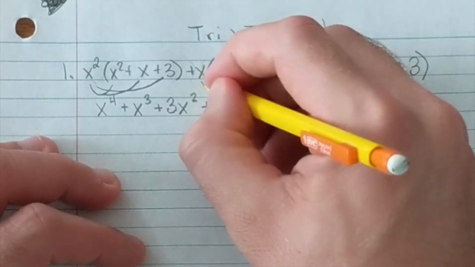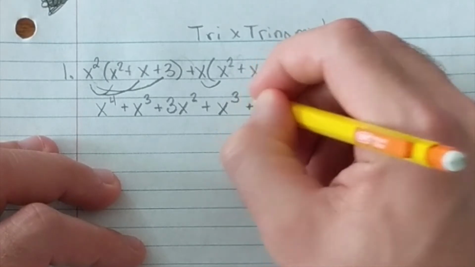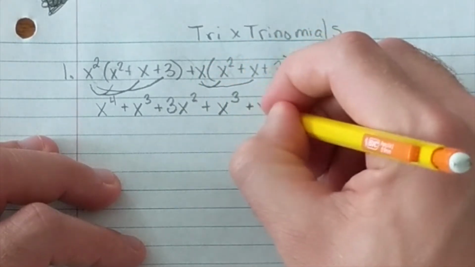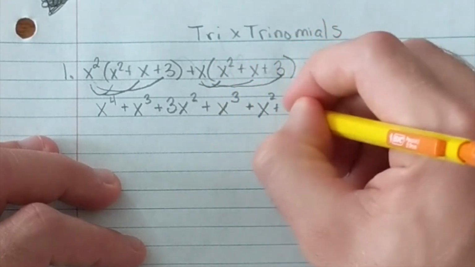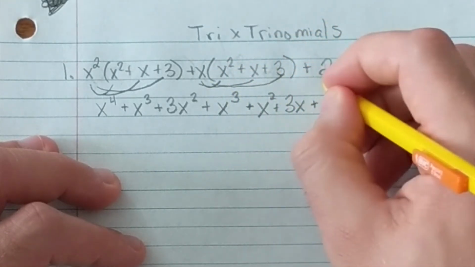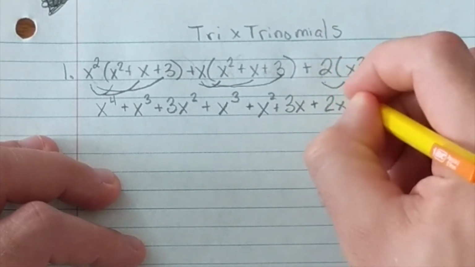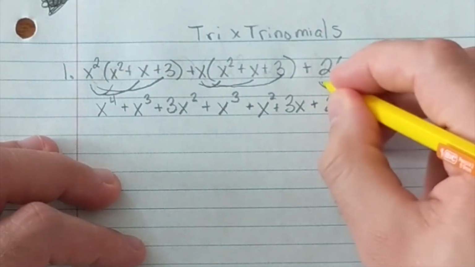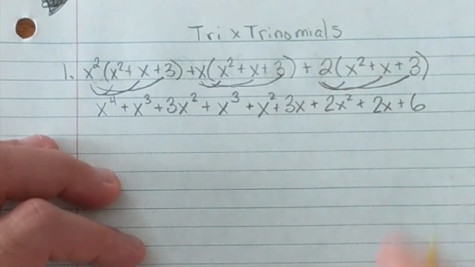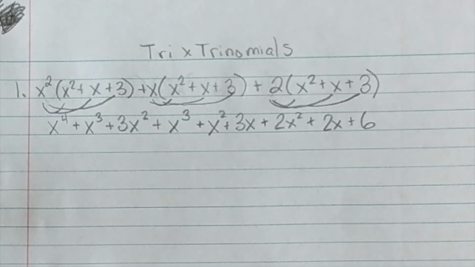Plus, now we have to distribute our x. X times x squared is x to the third, plus x times x, which is x squared, plus x times 3, which is 3x. And then finally, we will distribute the 2. 2 times x squared is 2x squared, plus 2 times x is 2x, plus 2 times 3, which is 6. Now we have a really long combining like terms problem.